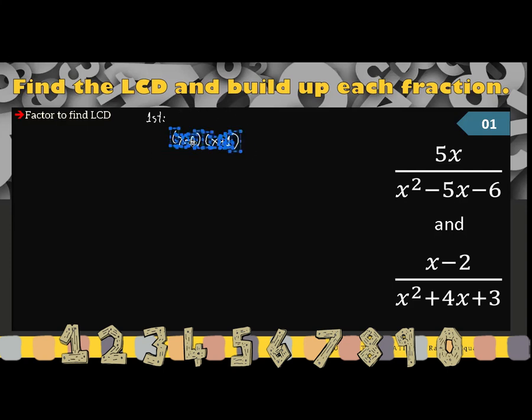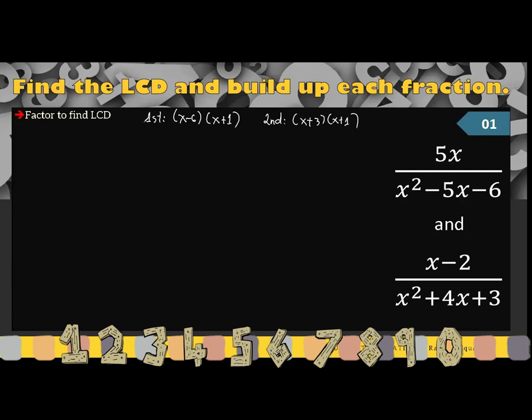Now, let's do the same with the second polynomial. In this denominator, x squared plus 4x plus 3, we have to look for the two factors of positive 3 that will give us a sum which is 4. Now take note that 3 is a prime number. Therefore, its factors must be 3 and 1. 3 plus 1 is definitely equal to 4. In this case, the factors will be written as x plus 3 and x plus 1.